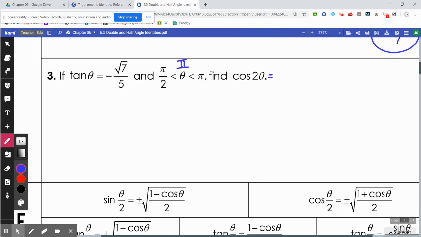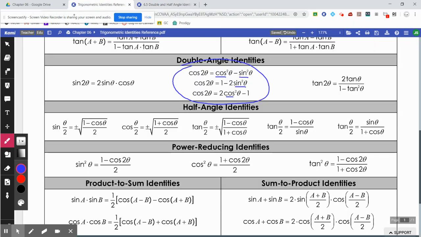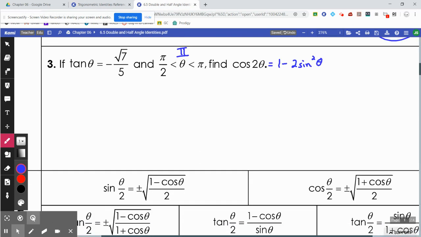So we're given a tangent. So we're going to have to use tangent to find either cosine or sine or both, and then pick accordingly. So it really doesn't matter. We'll just use this middle one, 1 minus 2 sine squared. So since we're in the second quadrant, all students take calculus. So let me draw an angle. We're here. All students take calculus. That means sine is going to be positive.